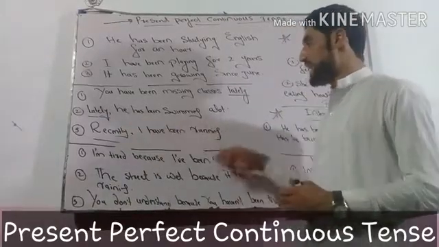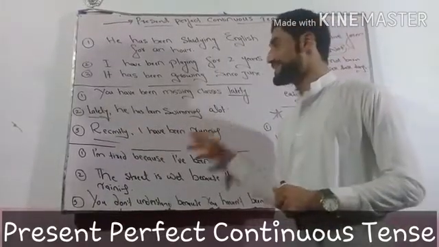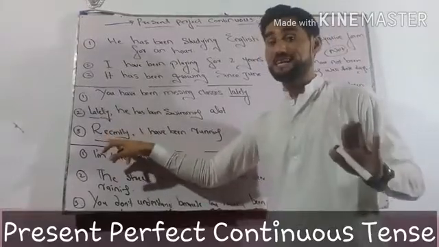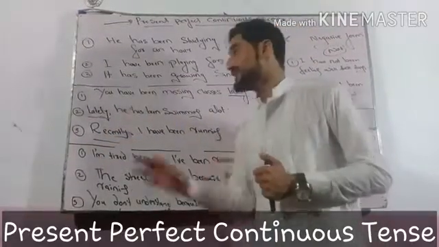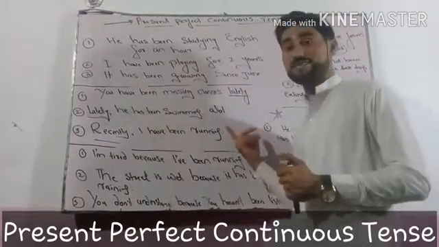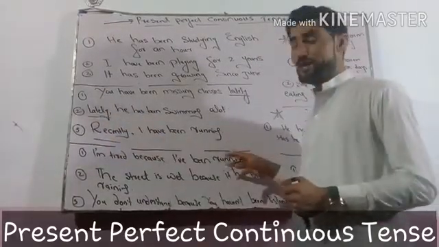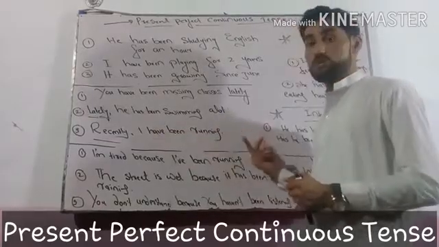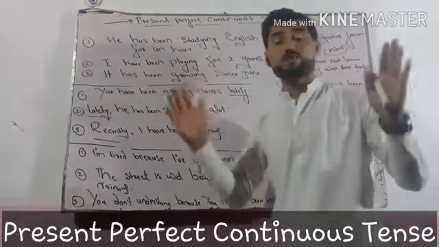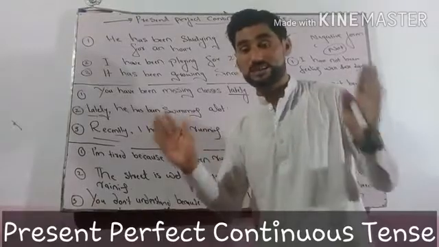Finally, recently I have been running. Once again I started this sentence with the word recently. I told you that you can put recently or lately at the end of the sentence or at the beginning of the sentence. Recently I have been running. You can also say I have been running recently. Okay, so this was the second usage of the present perfect continuous tense.